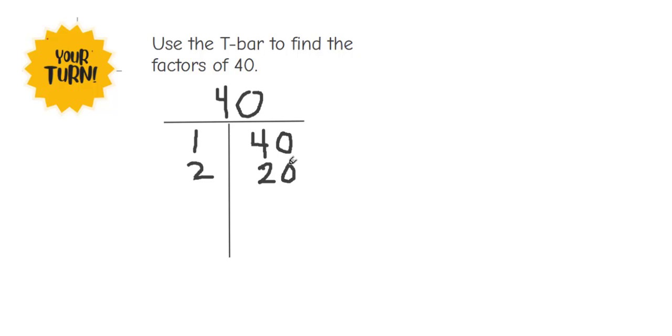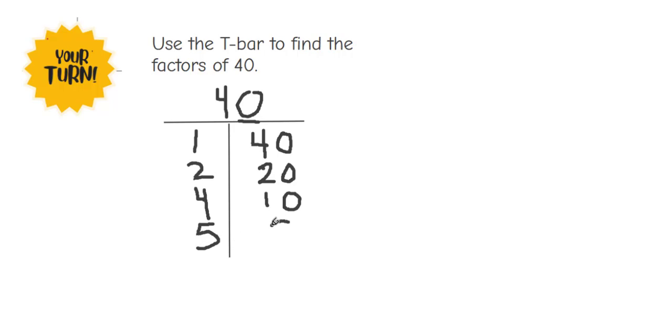3 is not a factor, but 4 is. All of you that know your multiples of 10, you know that 4 times 10 is 40. We know that 5 goes in because it ends with 0. Anything that ends with a 0 or a 5 is a multiple of 5. All right, so 5 times 8.